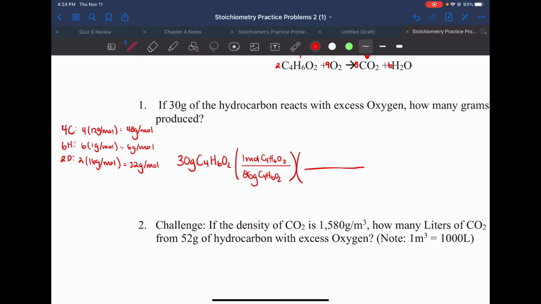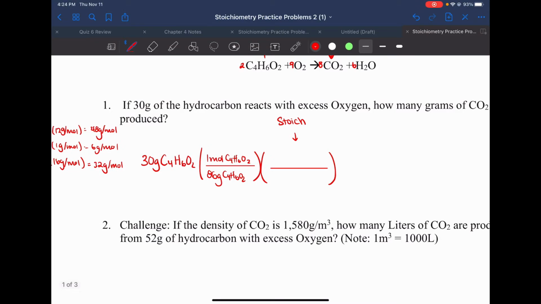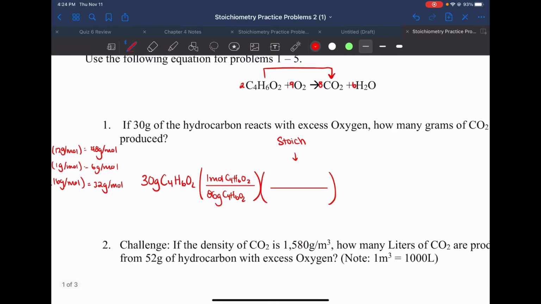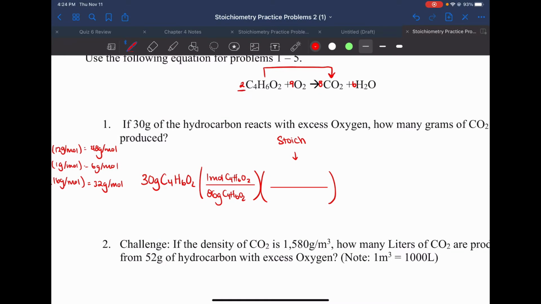Okay, so this next step is the key step. This is our Stoich step. So in our Stoich step, we use our stoichiometric coefficients. This is the only time where they come in handy. We're not using oxygen because it's in excess, and we're not using water because we don't care. We only want to know how many grams of CO2. So for every 2 moles of C4H6O2, we form 8 moles of CO2.